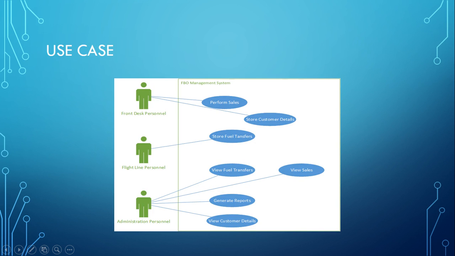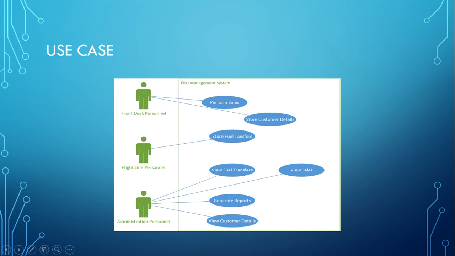So this is a use case for the management system. We'll have a front desk personnel who will perform the sales or store the sales and store customer details. They will also be able to store fuel transfers. This is for the flight line crew. And the administration personnel, who are more likely to run the reports, will be able to see the fuel transfers, view the sales, generate reports, and view customer details.